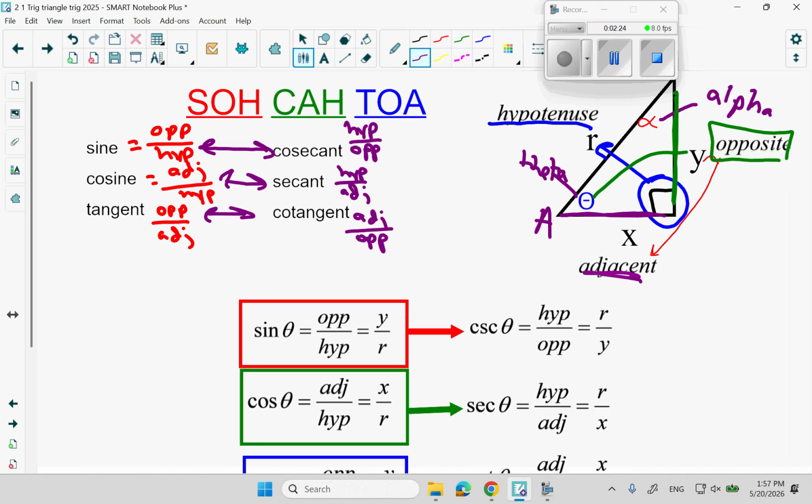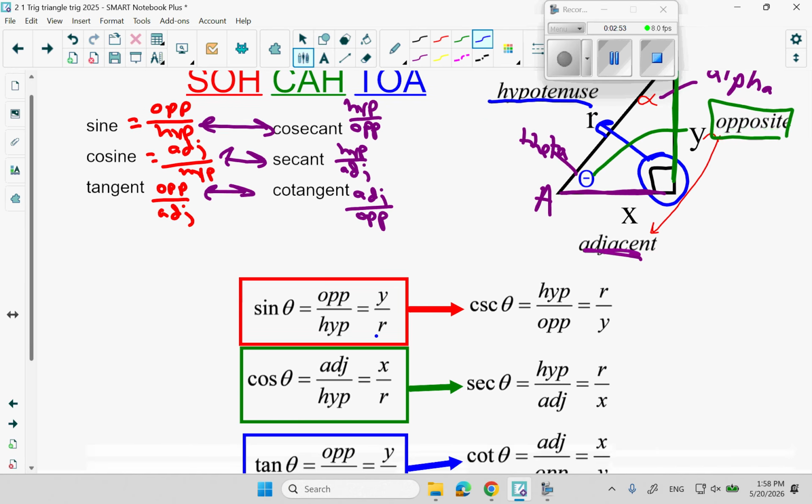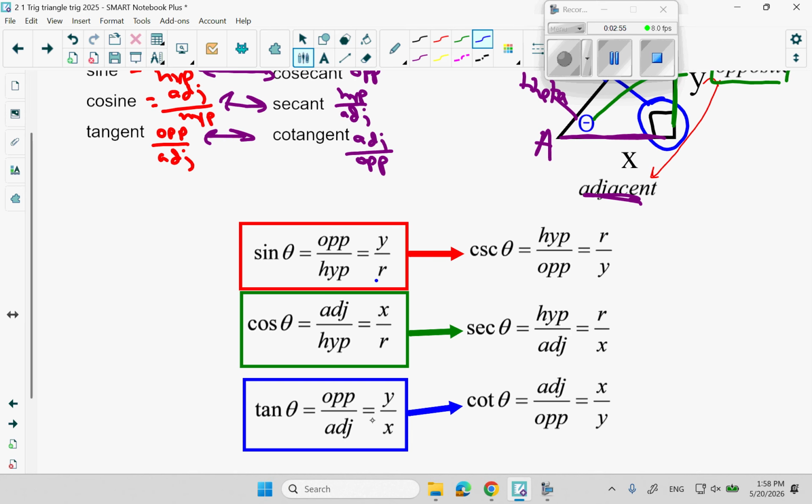So in this case, from the perspective of theta, my opposite is y. So sine, being opposite over hypotenuse, is going to be y over r, because r is identified as our hypotenuse. And cosecant would then be r over y, because it's just flipped versions of the fractions. Cosine would be x over r, and secant would be r over x. Tangent's going to be y over x, because it's opposite over adjacent. Cotangent would be adjacent over opposite, so x over y.